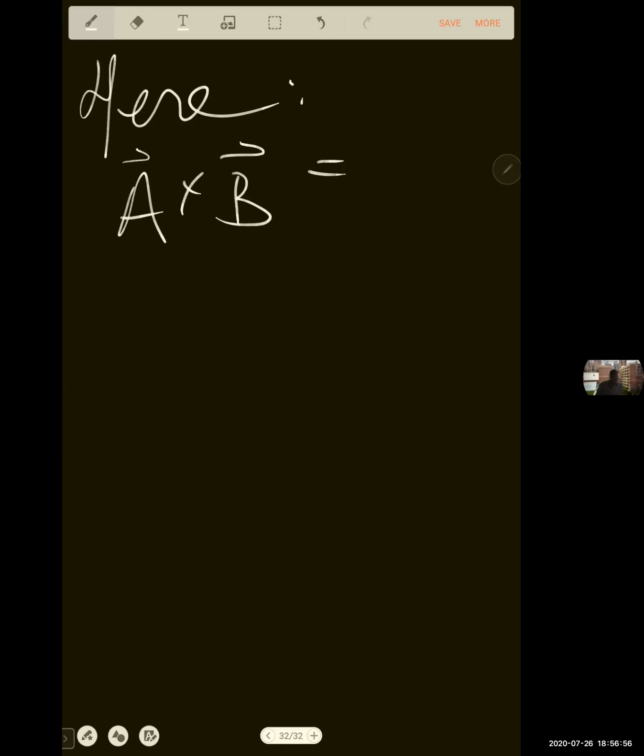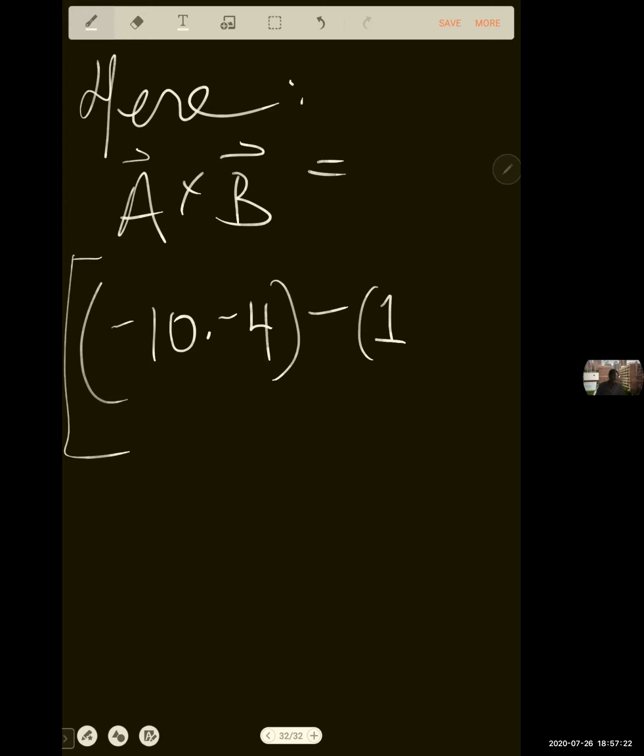So, right, so here, A plus B equals. All right, I'm going to do this out now. So first I have to do AY times BZ. So AY, I do negative 10 times BZ. BZ is negative 4, okay, so times negative 4. Okay, I do that. Minus AZ, that's 1, times BY, that's 4. Okay, that monstrosity is my X component.